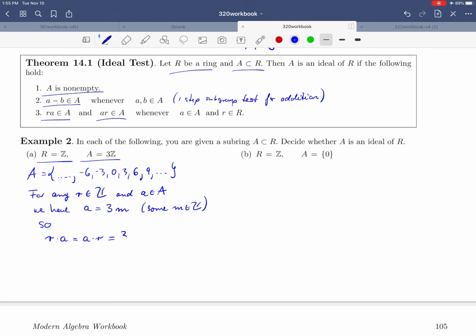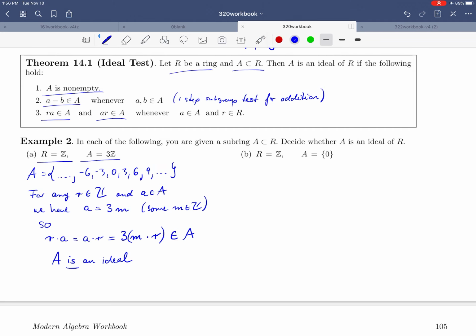A is 3 times M, R is just itself, but does it live in A? Well, yes, it does, because M and R are both integers, and so we have 3 times an integer. That is an element in A. And that's all we need to show that A is an ideal. So the answer is yes, it's an ideal.